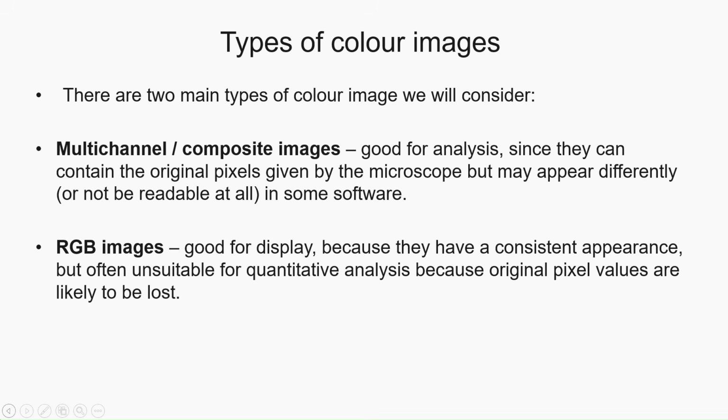The second type, an RGB image or red, green, blue image, is the more common type in most cameras outside of microscopy as well. RGB images are designed primarily for viewing and sharing because they have a standardized appearance, they are easy to display, and consistent across different computer monitors. The downside is that the conversion from multi-channel data to RGB often results in loss of information. Original pixel values may no longer be recoverable, making RGB images unsuitable for many quantitative analyses. As a general rule, perform analysis using the original multi-channel data and reserve RGB images for presentation and communication purposes only.